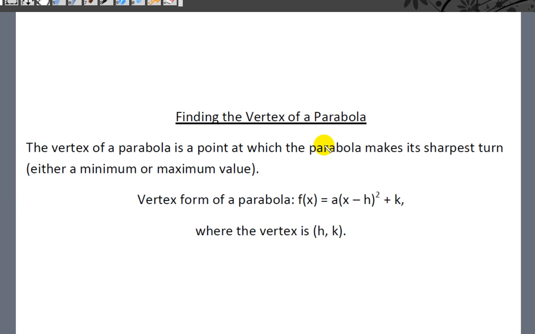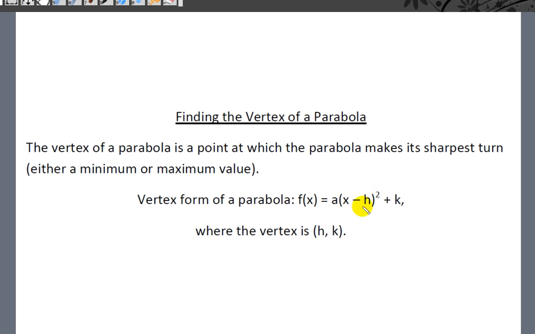The vertex form of a parabola is given here. f of x equals this a in front. Recall we've gone over transformations recently. One way you can think of that a being multiplied in the front is as a vertical stretch or vertical compression. If it's negative, that would be a reflection across the x-axis, in comparison to its parent function, which would be x squared, right?